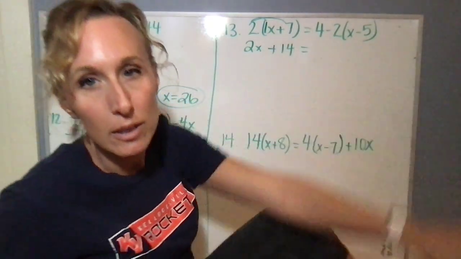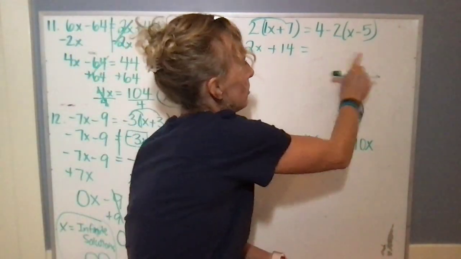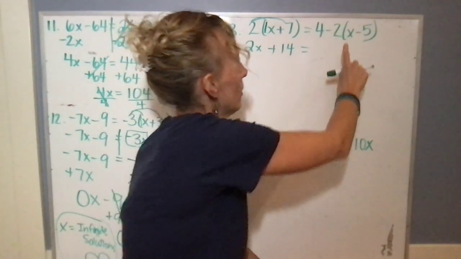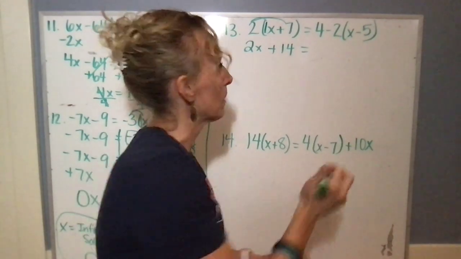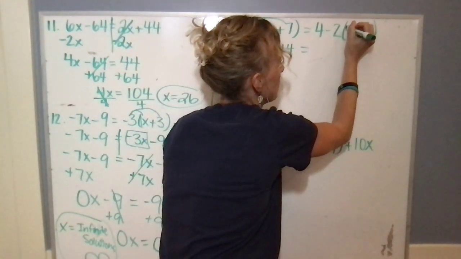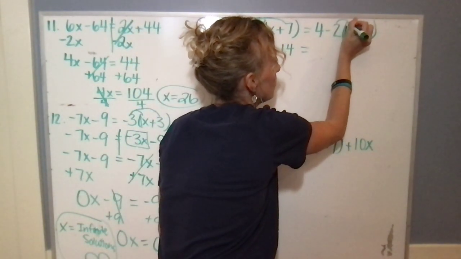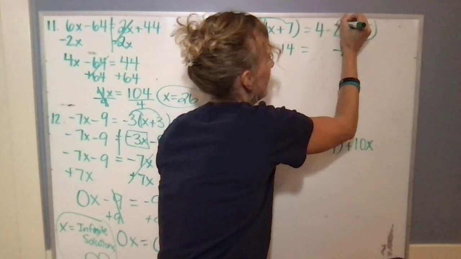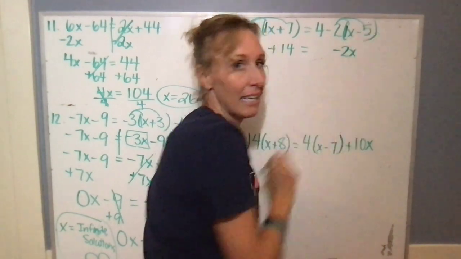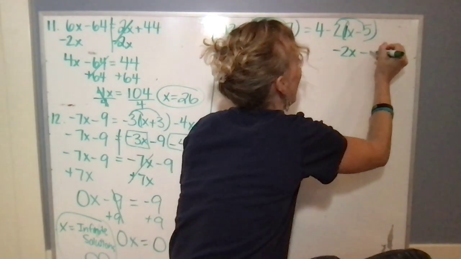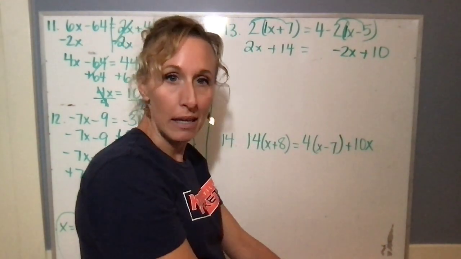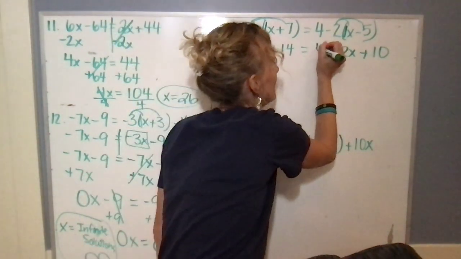Okay, now over here is weird. Which one do you distribute, the 4 or the negative 2? Well, the negative 2 is the one right next to the parentheses, so this is what we distribute. Put that 1 in. So negative 2 times 1x is negative 2x. Negative 2 times negative 5 now is positive 10. What about this 4? We didn't do anything with it, so that has to come down.